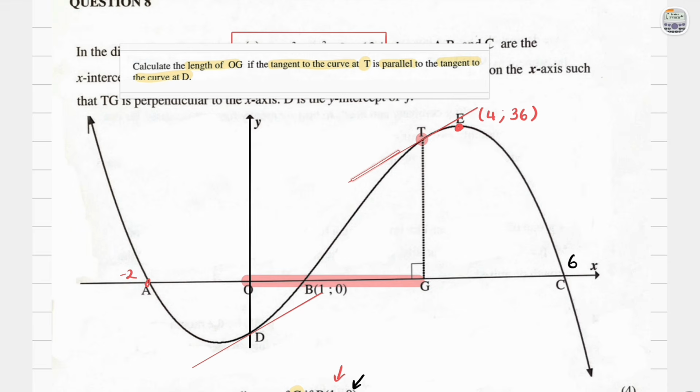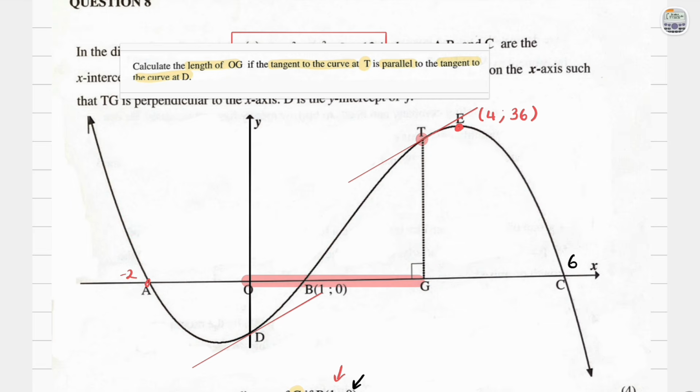Telling us that these tangents at T and D have the same gradient will help us to find out exactly what that gradient is. So if we're able to find out what the gradient at D is, we know the gradient at T. And if we can find the gradient at T, then we can find out at which x value this gradient exists on our cubic function. So that is the whole idea with this.